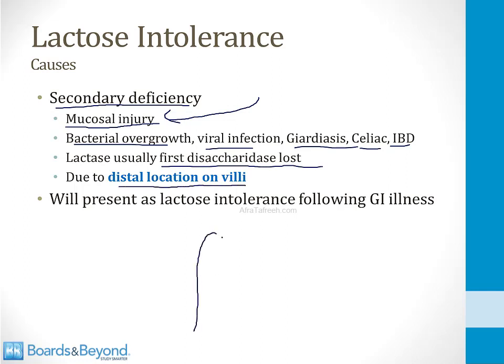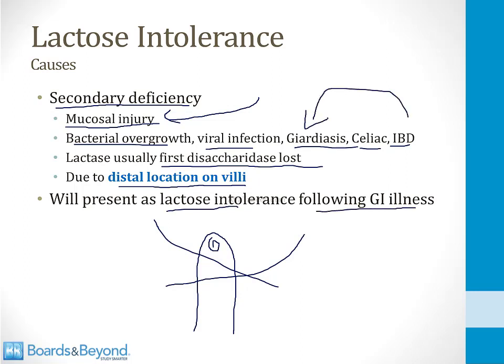So if this is one of the small intestinal villi, it turns out that lactase localizes to the distal tip. This makes it very vulnerable if there's mucosal damage. Anything that damages the mucosa of the small intestine can cause this tip to be lost, and then the patient will become secondarily lactose intolerant. And this will present as lactose intolerant symptoms following some type of GI illness, potentially one of these that I've listed here on the screen.